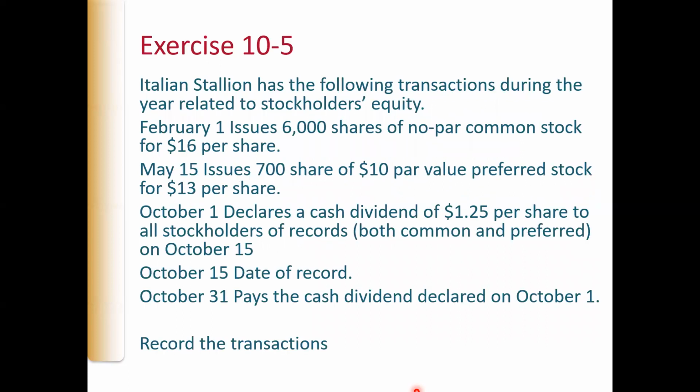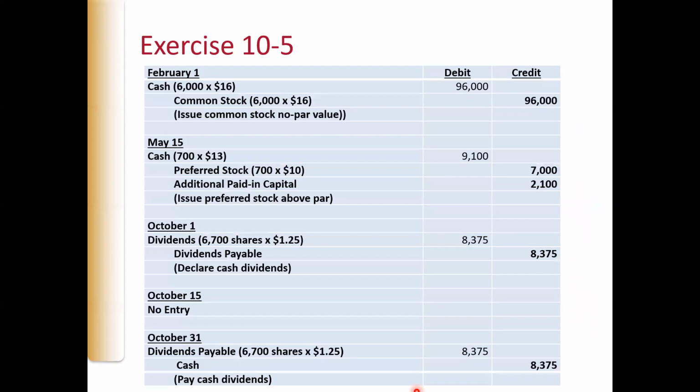Here, we're going to look at these various transactions and record them. Italian Stallion has the following transactions during the year. On February 1st, issues 6,000 shares of no par common stock for $16 a share. Since it's no par, we just put the whole amount to common stock.